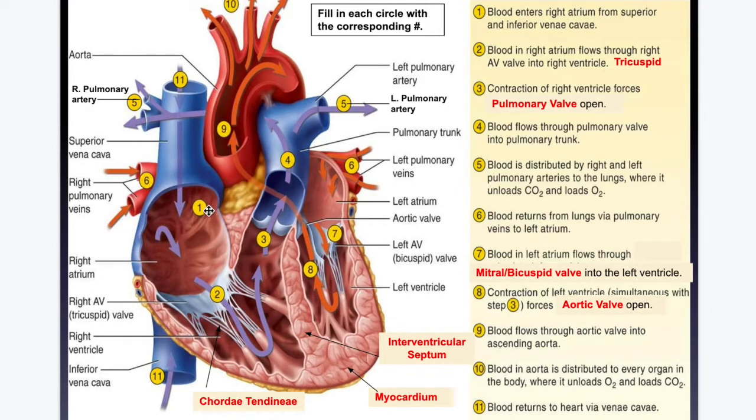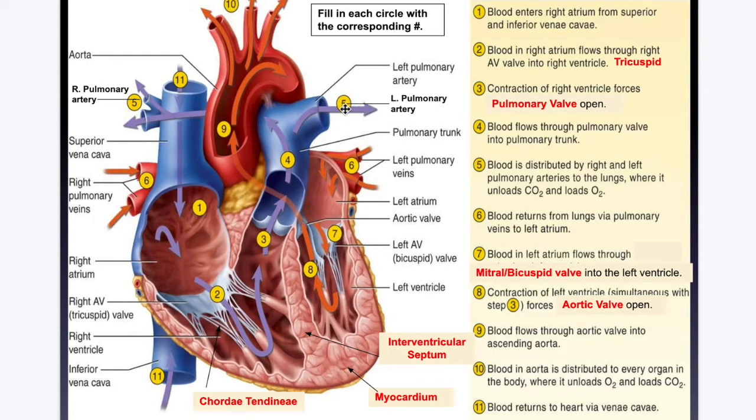Blood's entering the right atrium from the superior vena cava and the inferior vena cava. Blood is going to flow through the tricuspid valve into, right here, the right ventricle, sorry, from the right atrium. Step 3, the right ventricle will contract, and that will push blood through the pulmonary valve into the pulmonary trunk. So blood flows through that valve into the pulmonary trunk. That's step 4. Blood is going to go through the right and left pulmonary arteries.